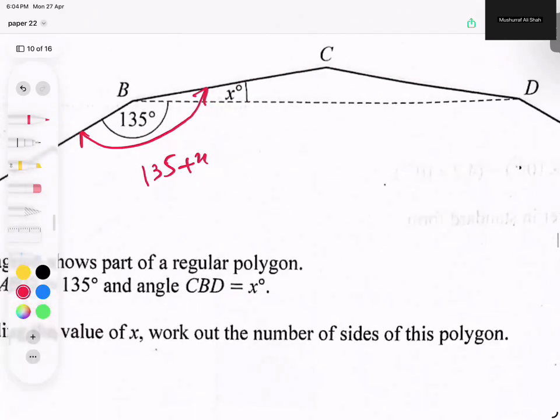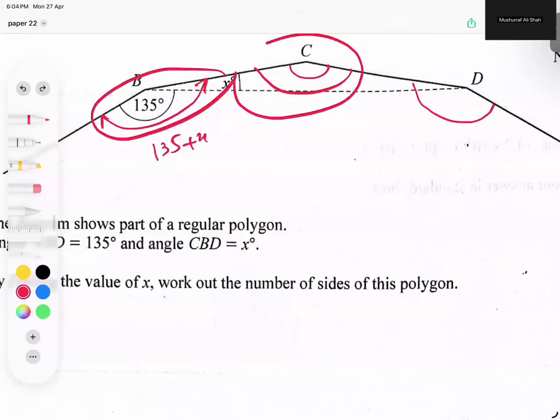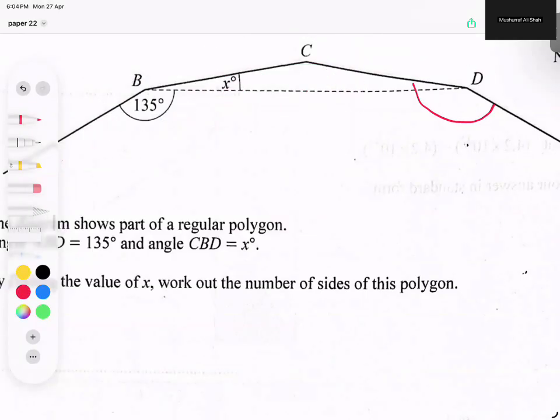So if I ask you how much this angle is, and this angle, they will be the same, because it is a regular polygon. So 135 plus X, 135 plus X. I think this part is very clear, and now we can continue easily. So this angle I am writing now as 135 plus X.